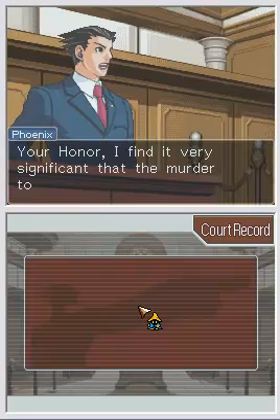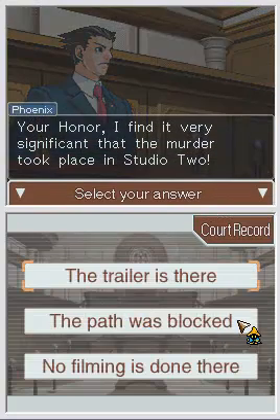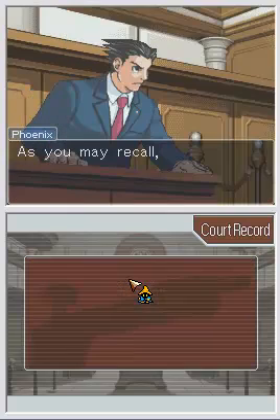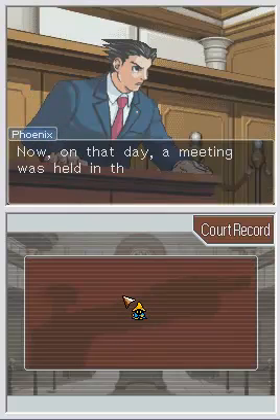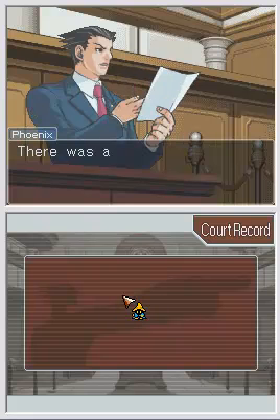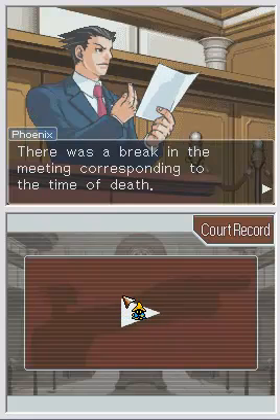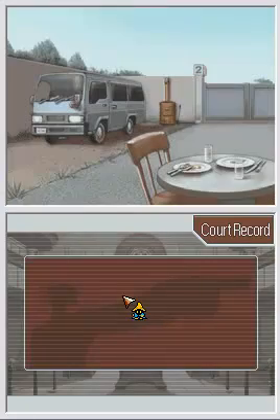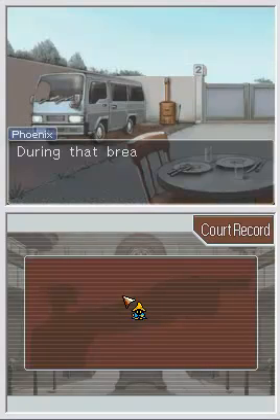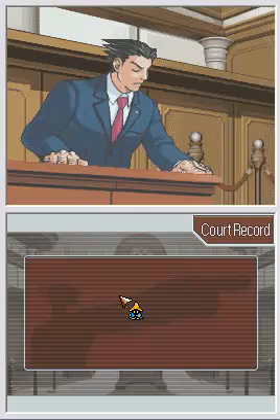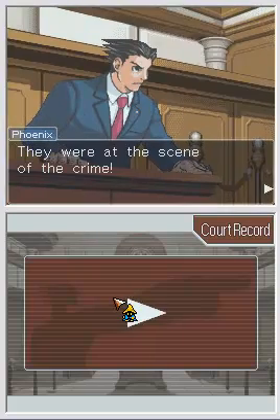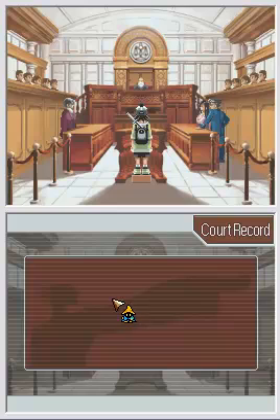Your Honor, I find it very significant that the murder took place in Studio 2. As you may recall, there is a trailer in Studio 2. Now, on that day, a meeting was held in that very trailer. There was a break in the meeting corresponding to the time of death. During that break, Mr. Salmonella and Miss D. Vasquez were outside eating steaks. They were at the scene of the crime!